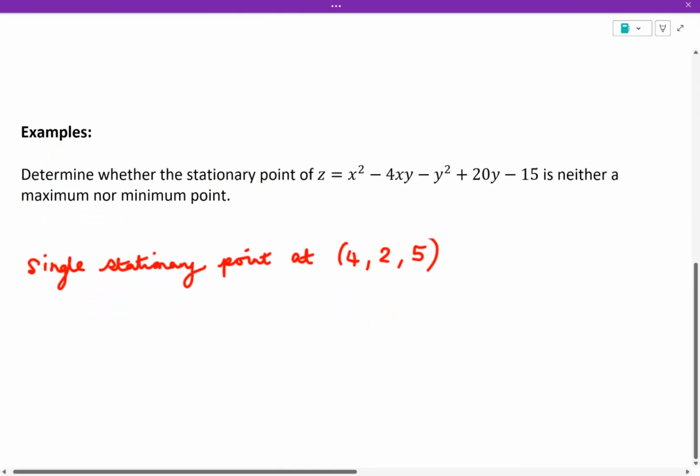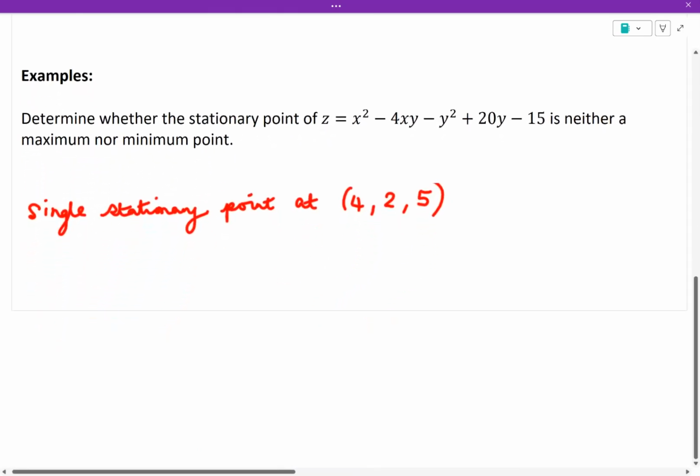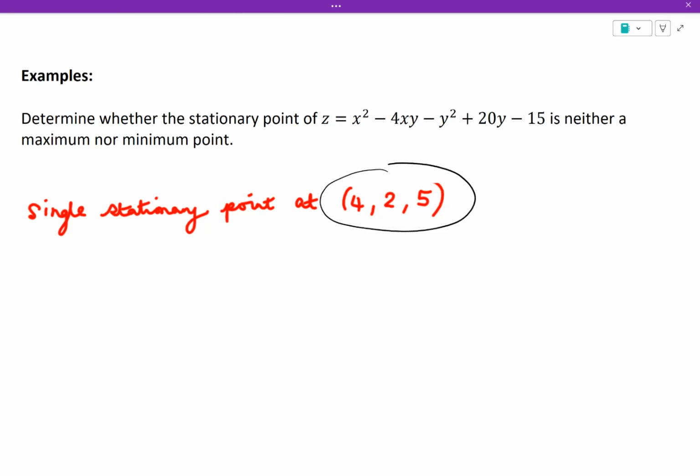So let's have a look at this question here. We're going to determine whether the stationary point of this surface here is neither a maximum nor minimum. And we're given the stationary point here. It's at (4, 2, 5). So what I'm going to do is make use of this point, and specifically, let's start with the x-coordinate. We're going to change the x-coordinate a little bit.